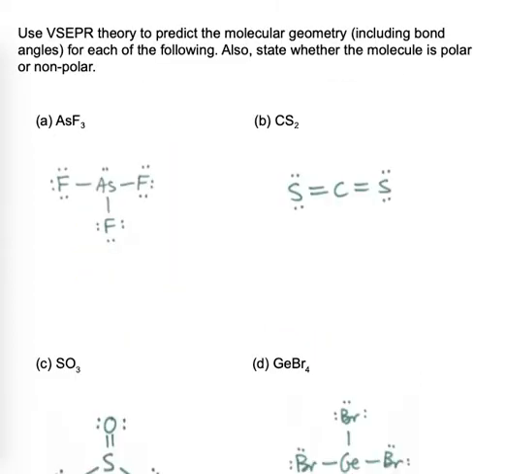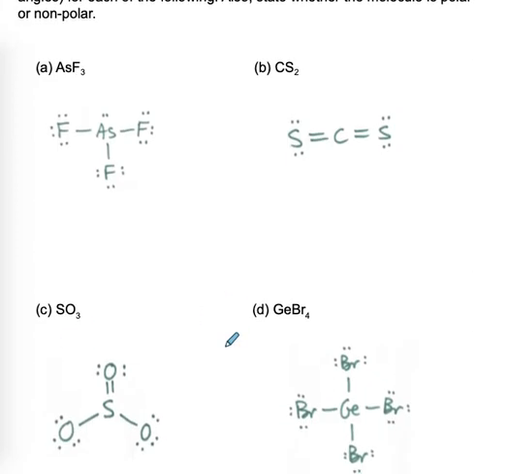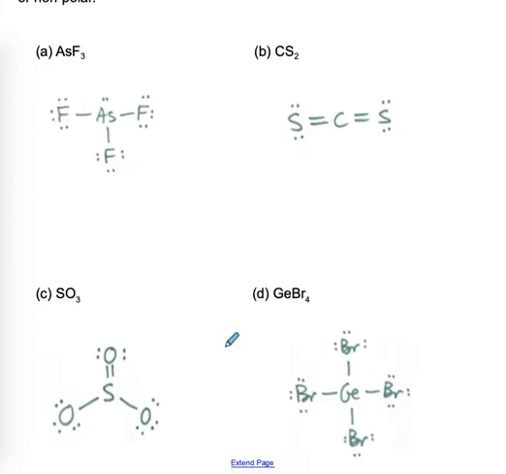Let's do some examples. For each of these, we're going to use VSEPR theory to predict the molecular geometry, including bond angles, and state whether the molecule is polar or nonpolar. I've already drawn the Lewis structures for you. If you want to pause the video here and try them yourself, you are more than welcome to. Arsenic trifluoride is an AB3E type molecule, which is trigonal pyramidal, with bond angles of approximately 109.5 degrees. That lone pair makes the central atom asymmetric, so this will be a polar molecule.